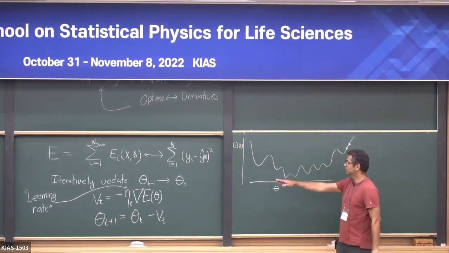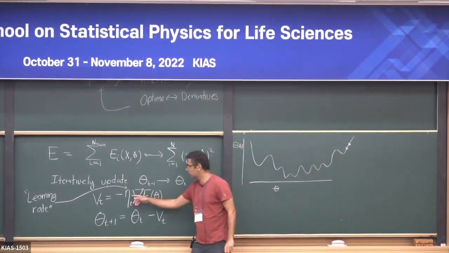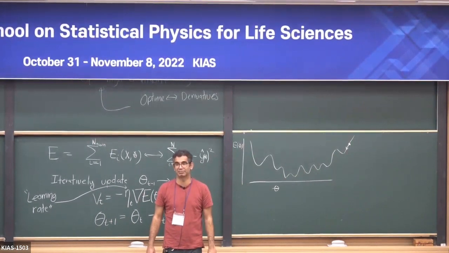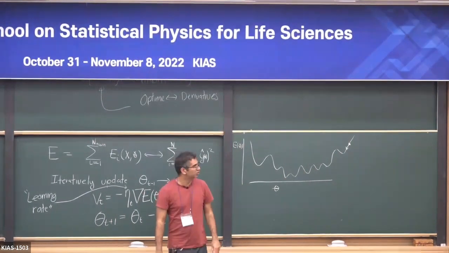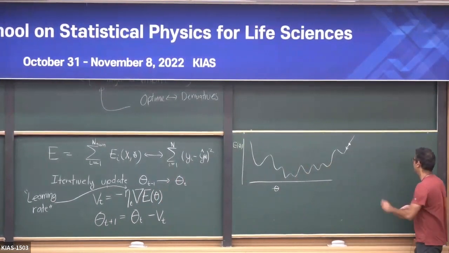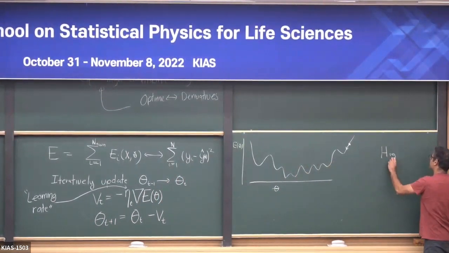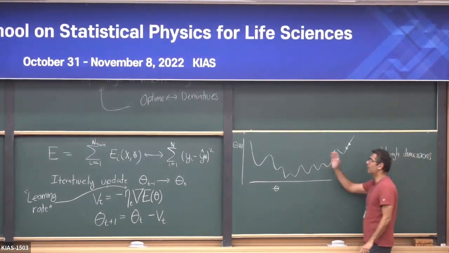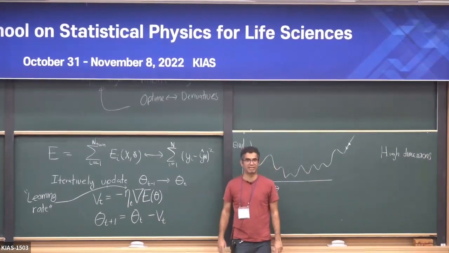So the gradient, in general, the learning rate controls how much I move. How seriously do I take these things? Generically, the idea is that these landscapes are complicated, and they're also in high dimensions. So if I'm doing just optimization, generally, I don't do gradient descent.